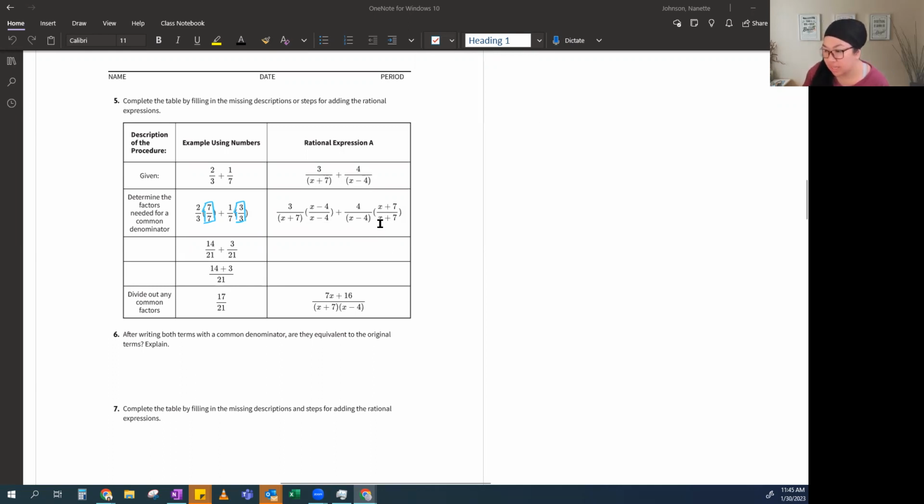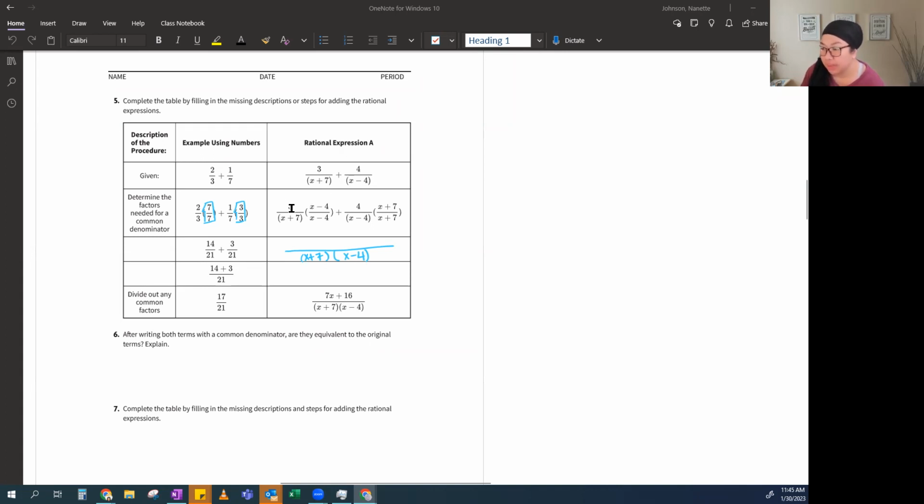So I'm going to do this next part here. I'm going to draw a big line on the bottom, and I'm going to go X plus 7 times X minus 4. And it's one denominator, okay? This is how me and them differ. I'm already going to jump to this point right here.